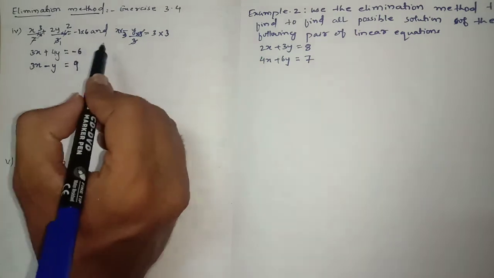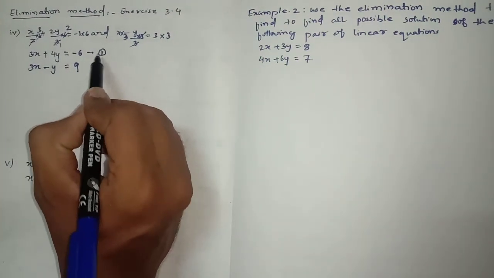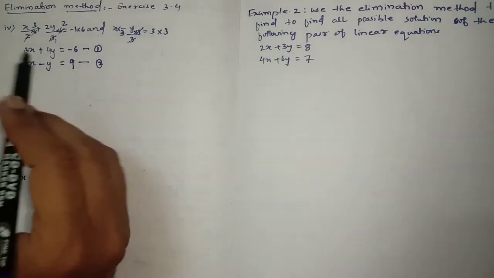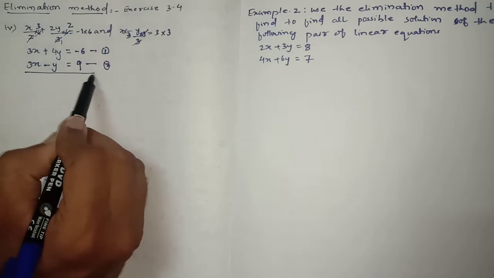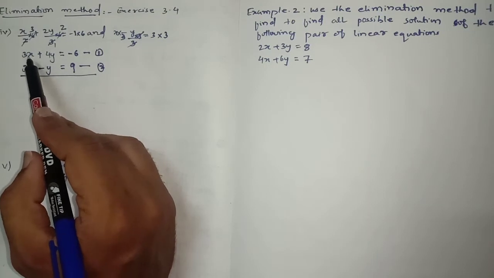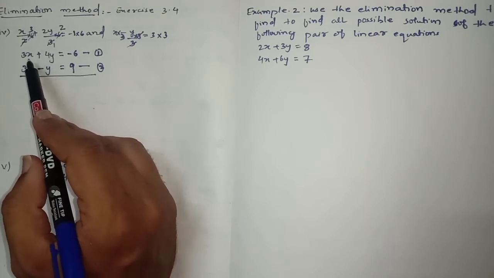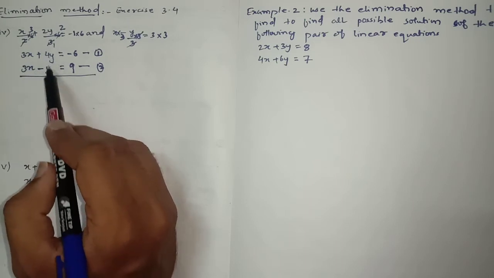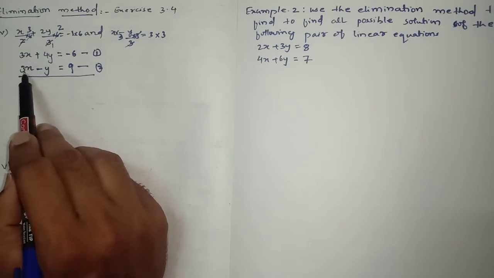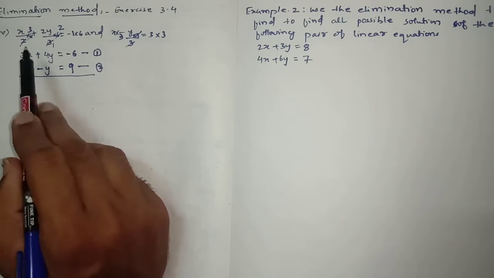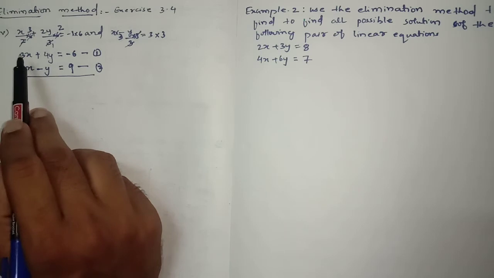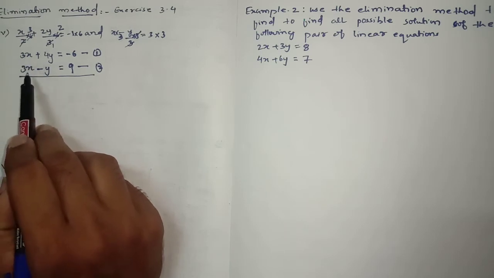Now students, let's solve. We say this as equation number 1 and this as equation number 2. We have to solve equations 1 and 2. Now we have to eliminate either x or y. I can eliminate the x term. Why? Because 3x and 3x are the same. So I can eliminate this term. But here the sign is plus. Both signs are plus, so we cannot eliminate without changing sign.